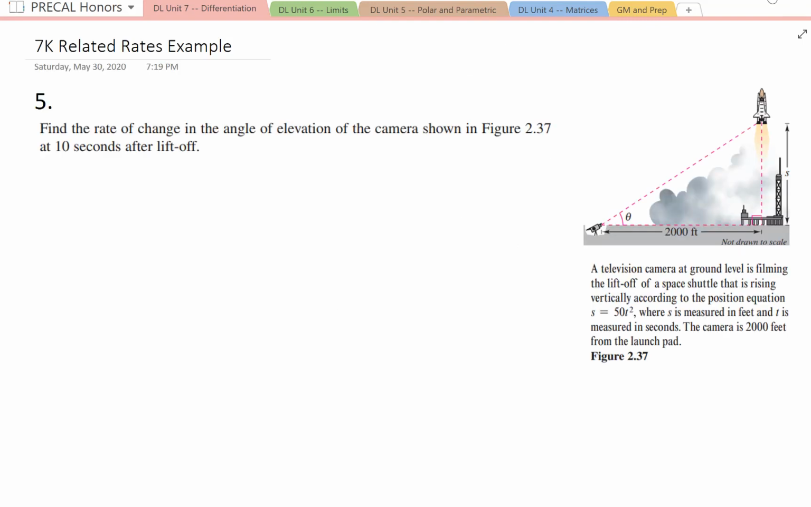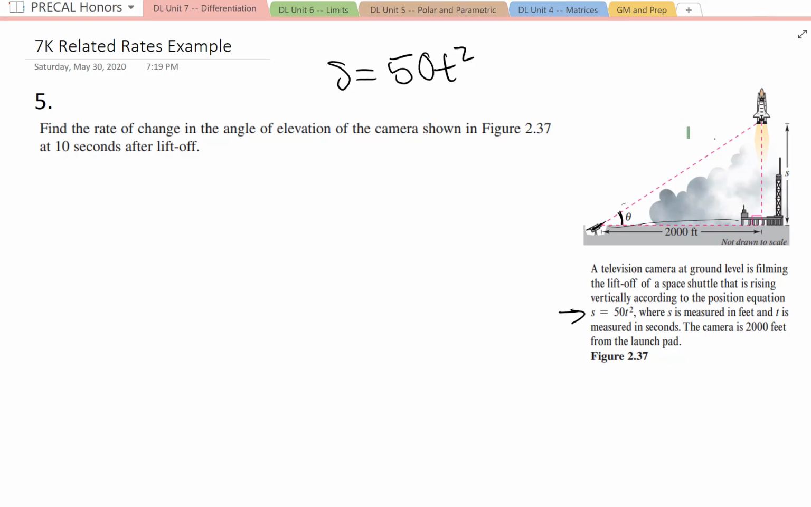Find the rate of change in the angle of elevation of the camera shown at 10 seconds after liftoff. Okay, so you have a camera here that is viewing the rocket. I wanted to say robot. That's viewing the rocket, and that angle is of course changing because this camera is trying to follow the rocket's liftoff. The position equation for this space shuttle is s equals 50t squared, they've given us, and then the base distance is 2,000 feet, the base of the camera from the launch pad.